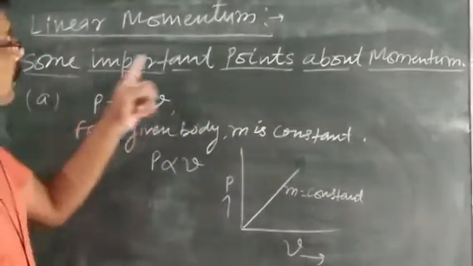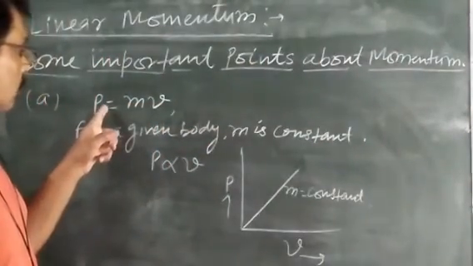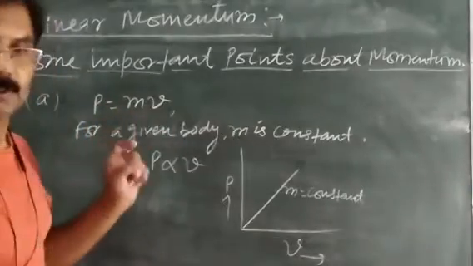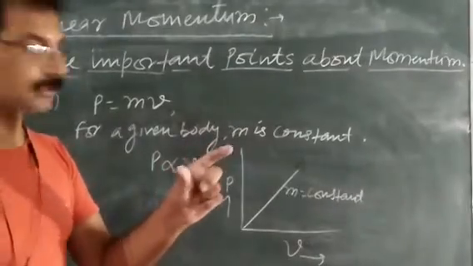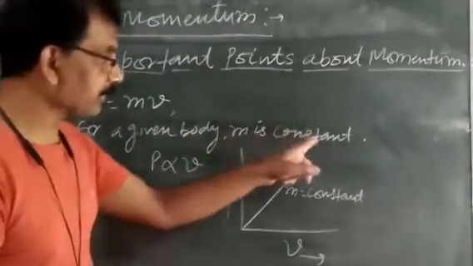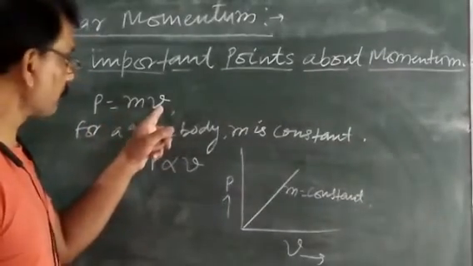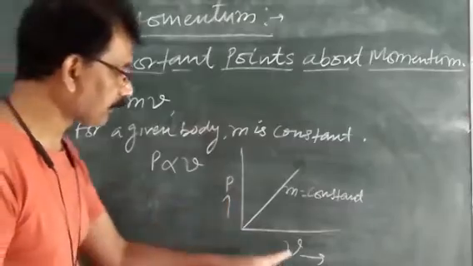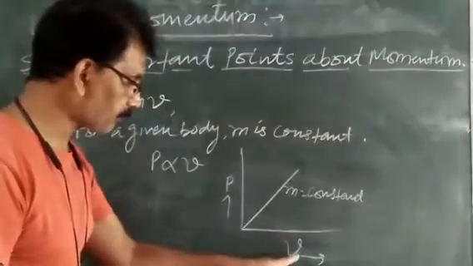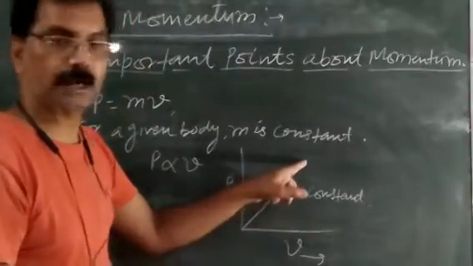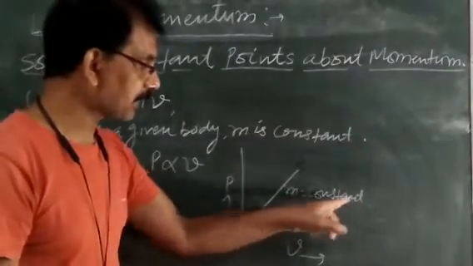Now, some important points about momentum. The first one: the formula for linear momentum is P = mv, and for a given body, its mass remains constant. एक दिए गए बॉडी का मास तो कांस्टेंट रहेगा. So for a given body, if m is constant, then P is directly proportional to v. It means when you draw a graph between linear momentum and velocity, since P is directly proportional to v, the graph between P versus v will be a straight line, under which the mass remains constant.